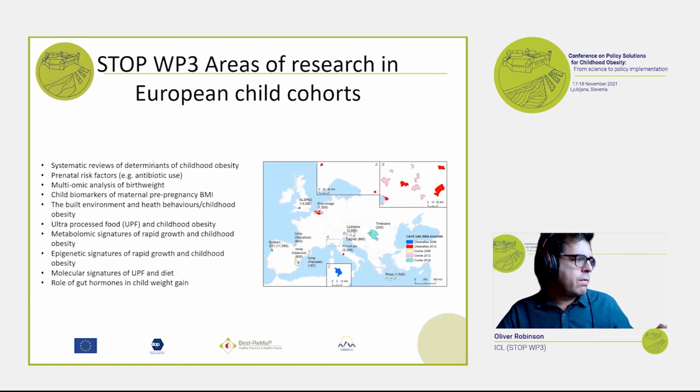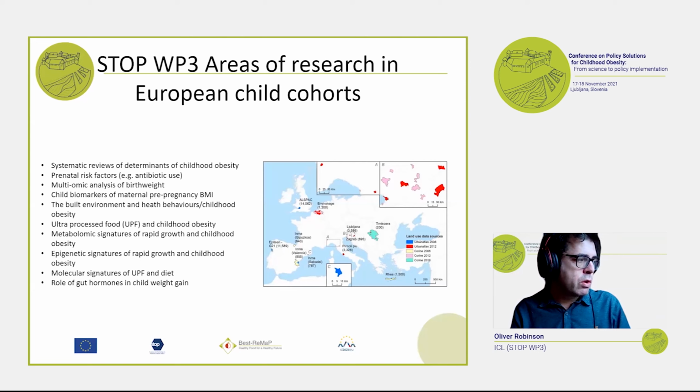So these broadly give the range of topics that we have been researching, from systematic reviews, prenatal risk factors, particularly antibiotic use, which points to, again, the role of the gut microbiota in obesity risk, multi-omic analyses of birth weight, child biomarkers relating to pre-pregnancy BMI, built environment, ultra-processed food, and molecular signatures, both metabolomic and epigenetic signatures of obesity and that may contribute to childhood obesity risk.